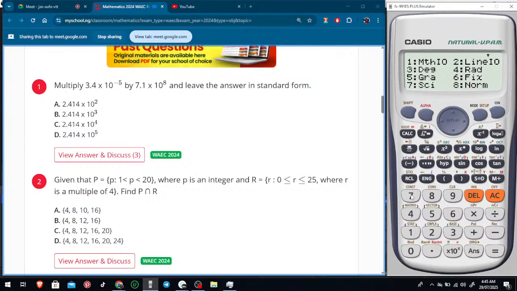Yes, sir. Select 9. Shift mode and 7. Shift mode, now 7 for scientific. Now select 9. Then you punch the question, then press equal to and it will solve it for you in standard form. Are you okay? Okay, sir.